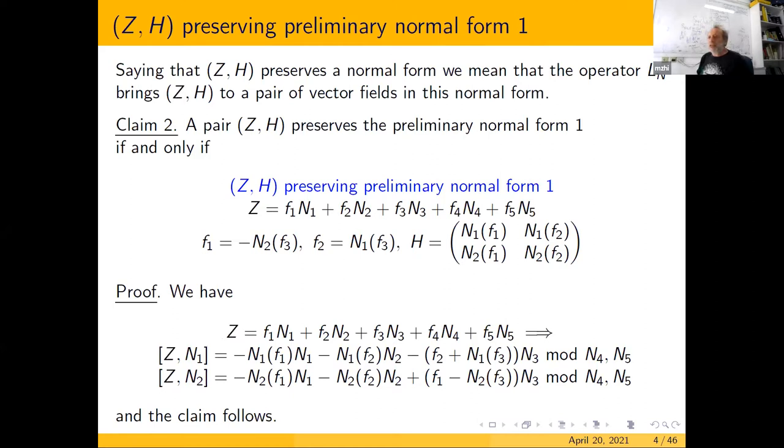As soon as we got this normal form, we have to see what transformation preserves this preliminary normal form. Saying that it is preserved means that our operator LN brings this pair, that vector field and the 2x2 matrix H with functional entries, to a pair of vector fields which has this preliminary normal form 1. And it is easy to compute what preserves the general form of that H. So F4 and F5 are arbitrary, no constraints on them.